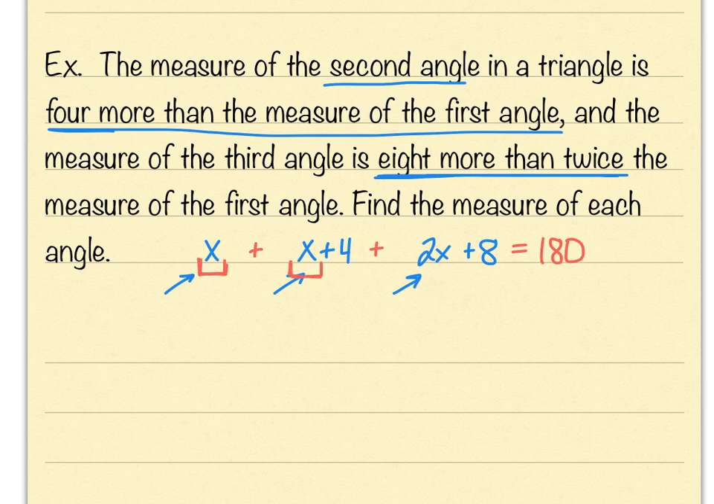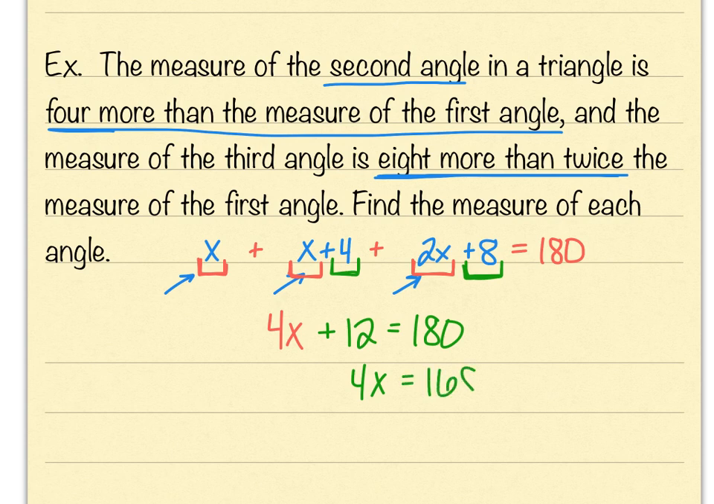1, 2, and 2 more makes 4, so 4x. And then combining our constants, 4 and 8 makes 12, equals 180. Subtract 12 from both sides. 180 minus 12 would be 168. And then divide by 4. 4 goes into 16 4 times with nothing left over. 4 will go into 8 twice. So x is 42. It says find the measure of each angle though.